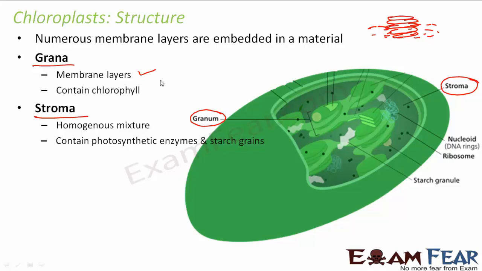So grana are the membrane layers, and grana are the ones which contain chlorophyll. So these layers actually contain chlorophyll. Whereas stroma is a homogeneous mixture, it is the ground material. It contains photosynthetic enzymes and starch grains. Right? So both of them together help in the process of photosynthesis, because one contains chlorophyll, the other one contains the photosynthetic enzymes and starch grains.